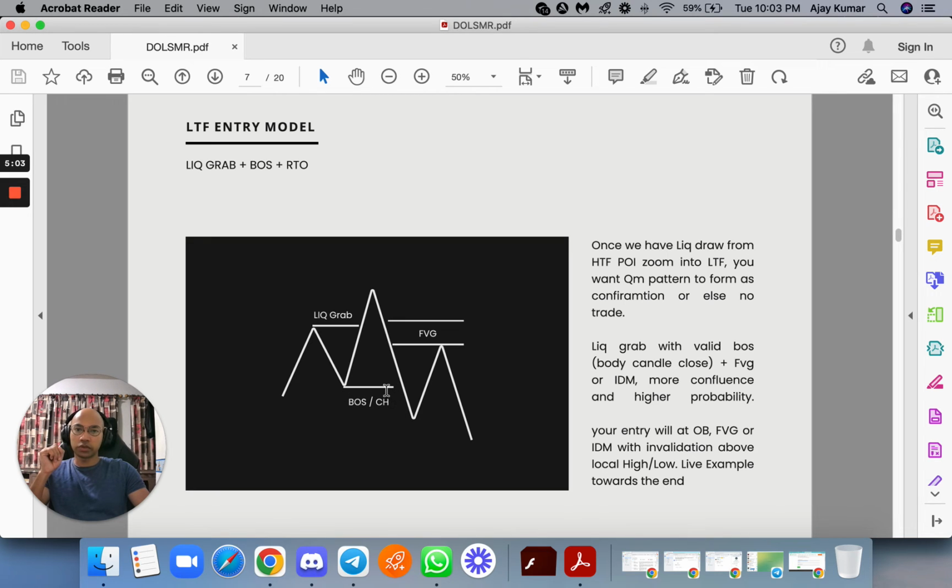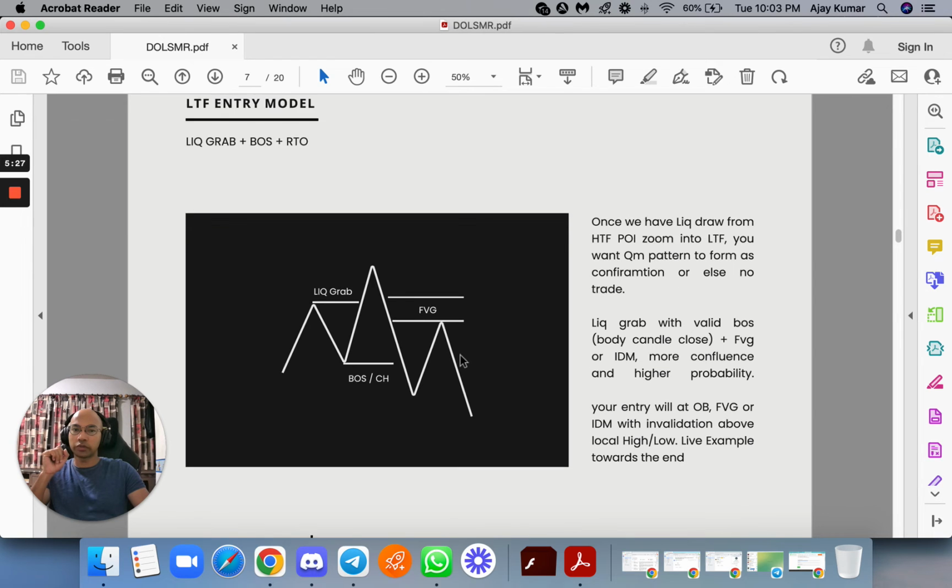It comes below this low, it breaks the structure, or change of character, we can say. More often than not, when it comes down to break the structure like this, it will leave a fair value gap or imbalance here. And then once the price reaches back to the fair value gap, that's where we enter, and then yeah, boom, it will go down to where we are expecting it to go.